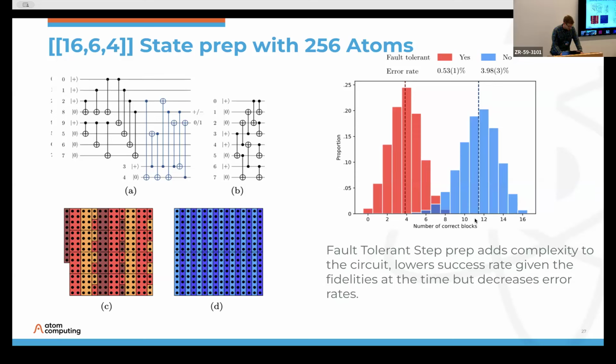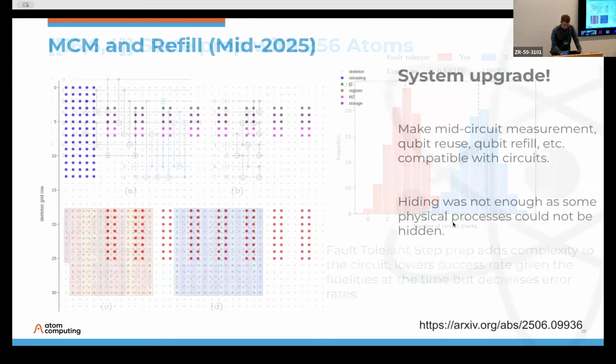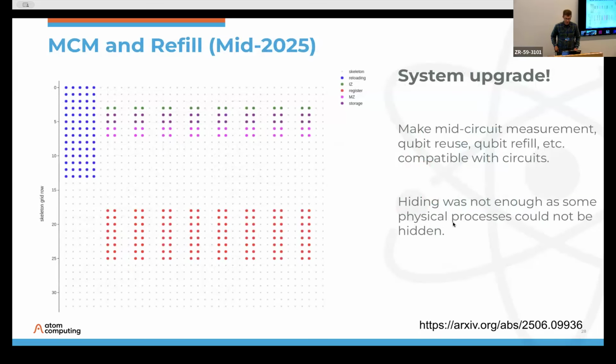Cool. So I went kind of fast with this stuff and I've already used almost 20 minutes. Here's the more recent stuff, which I think is more interesting. Nothing I've shown so far has shown mid-circuit measurement or refilling atoms or reusing qubits. That's what we did a machine upgrade for.